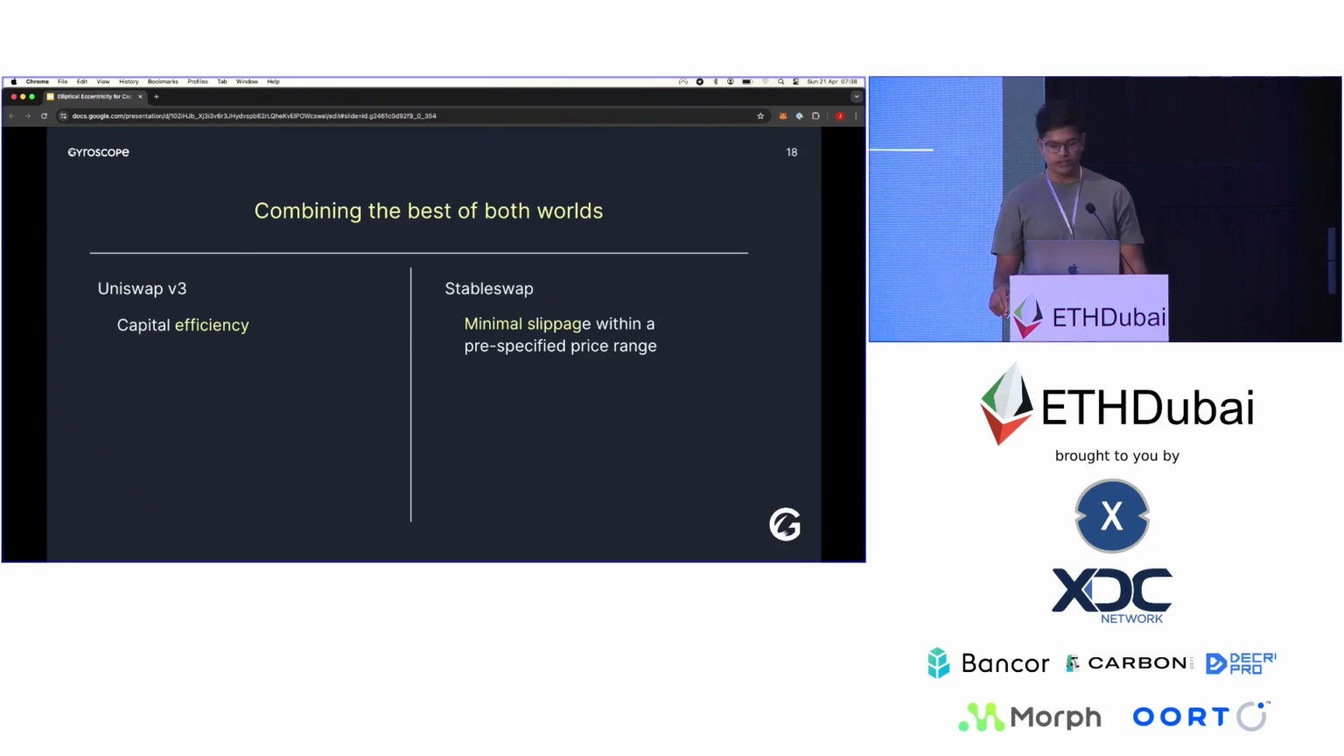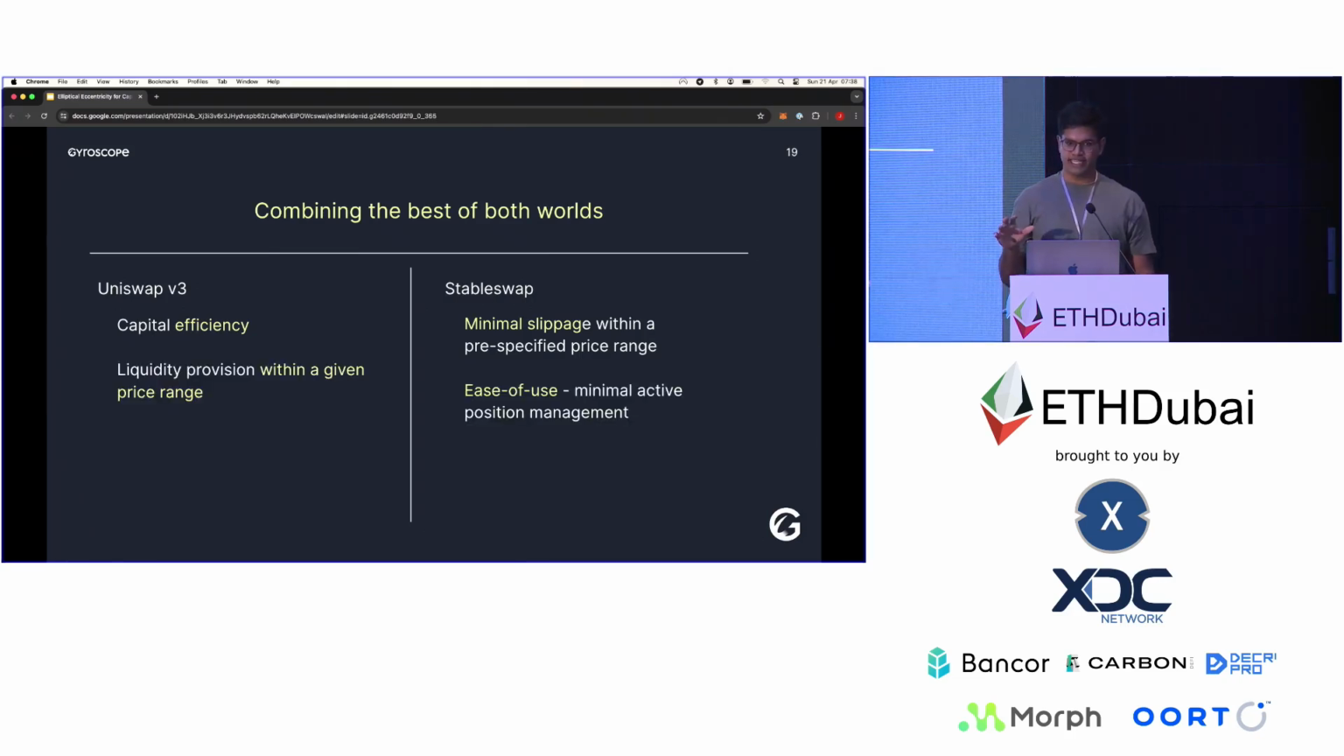Okay, so is it possible to combine the capital efficiency of Uniswap v3 with the minimal slippage of StableSwap? Can we provide liquidity only within a given range, in other words, concentrated liquidity, while also maintaining the ease of use and minimal position management? And can liquidity providers get higher fees and can traders face lower slippage, like with concentrated liquidity, while also ensuring that the fees are added back to the pool and are auto-compounded without any required intervention?